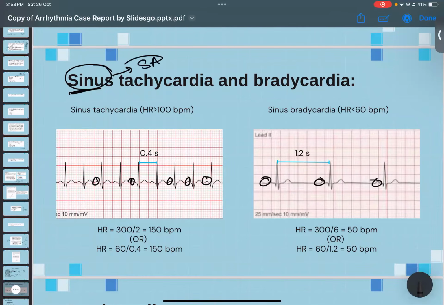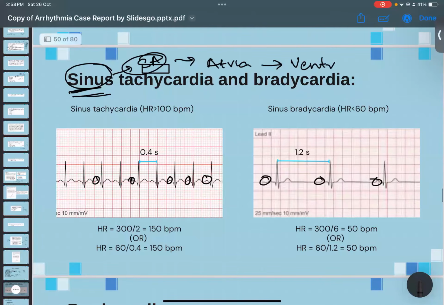your electrical activity is generated from the SA node. When that's happening, your atria contract systematically, and then the impulse is sent down to the ventricles, and then the ventricles contract. So sinus would mean that your electrical activity is generated from the SA node followed by a QRS complex. So there's always going to be a P wave, and the morphology of most of these sinus conditions is going to be normal.